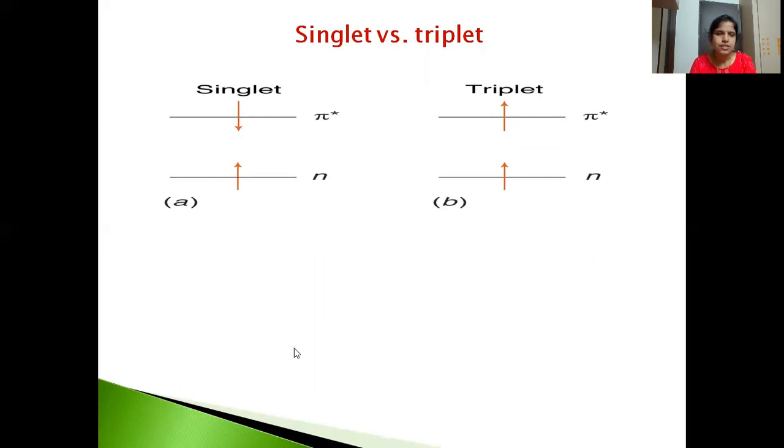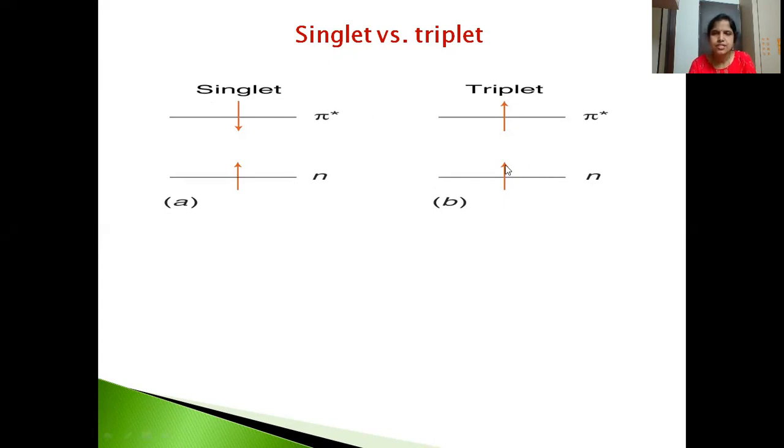So here you can see the transition from non-bonding to the pi star, that is anti-bonding, is taking place. So the electron which is present at the N level, that is non-bonding energy level, is excited onto the pi star. When the excitation is taking place, you can see the spin of the electron remains same. That is, spin of the electron is not changed. That means we call that state a singlet state.